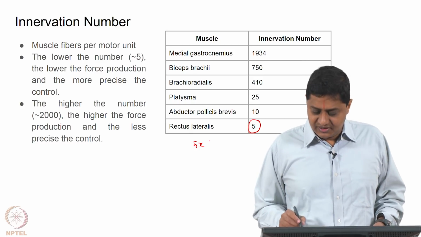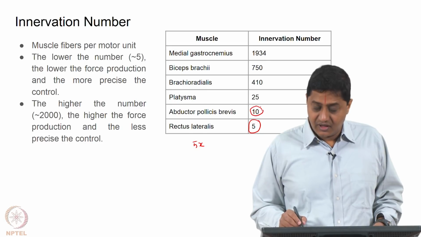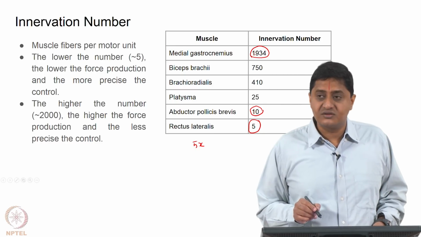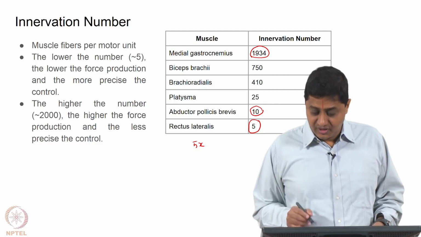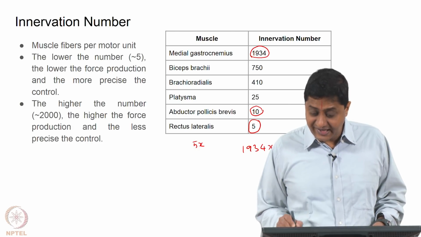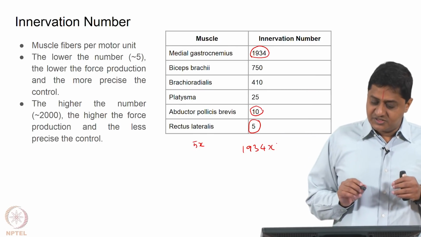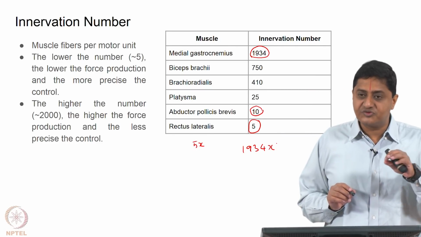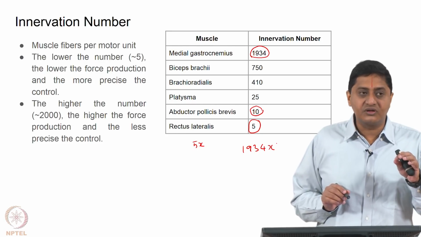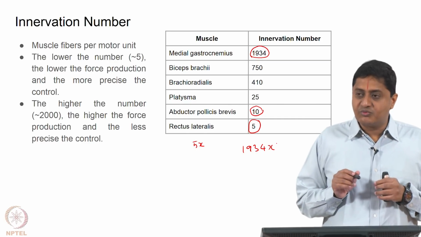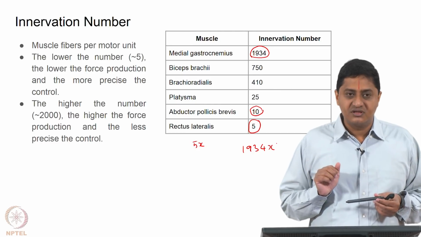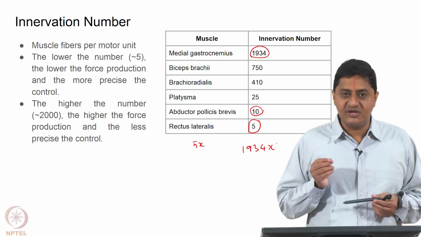And it is also possible that this number may vary, it can be 10, or in the big muscles of the leg it can be as high as 1900 or approximately 2000. In that case, what will be the force that will be produced? That will be 1934x. So, it is possible to vary the amount of force produced by choosing the right motor unit, the right motor neuron. If you choose a motor neuron that is connected to only 5 muscle fibers, the total force that is going to be produced will be approximately 5x.